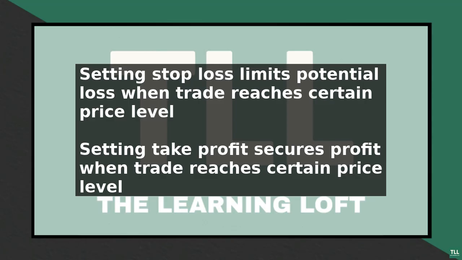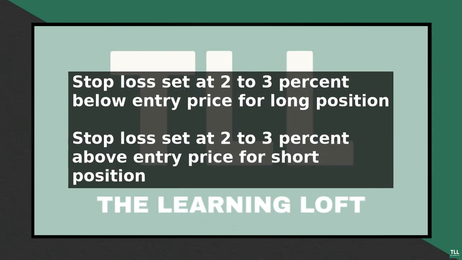To set a stop loss, you need to determine the maximum amount you are willing to lose on a trade. A general rule of thumb is to set your stop loss at a level that is 2 to 3% below your entry price for a long position, and 2 to 3% above your entry price for a short position. For example, if you buy a stock at $100, you can set your stop loss at $98. This means that if the stock price falls to $98, your trade will be automatically closed, limiting your loss to $2.